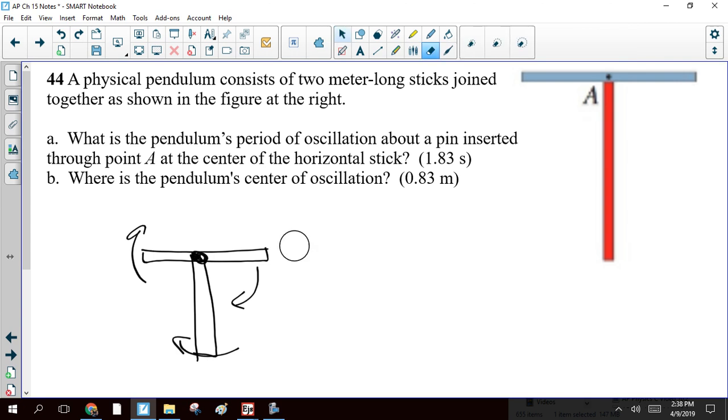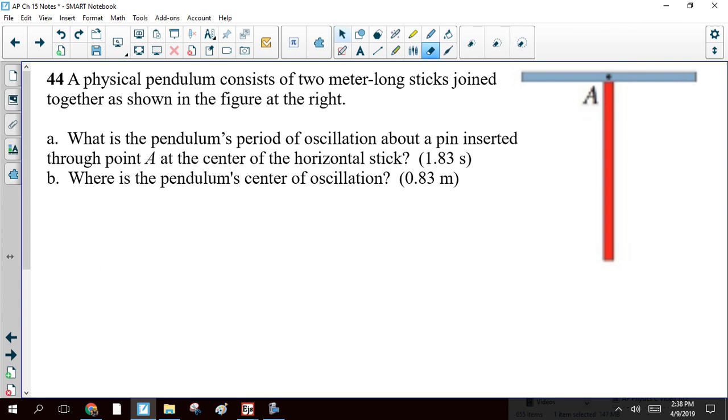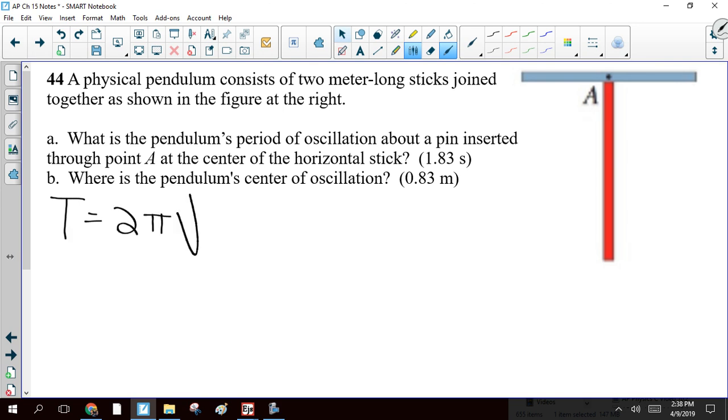It's one rigid object rotating back and forth. We've got to find the period of oscillation about a pin inserted through point A at the top. So the first thing I need to do: the period of a physical pendulum is 2 pi times the square root of the rotational inertia of the thing over mgh. So the first thing I'm going to do is find I.